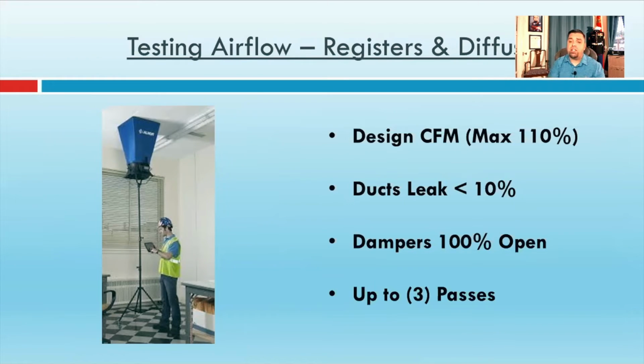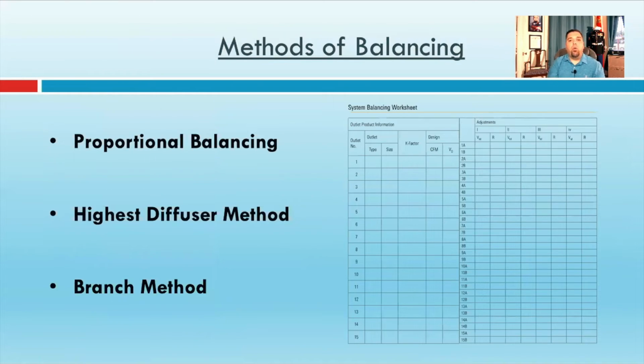Now, when you're doing this testing, it could take you up to 3 passes of testing all of those registers in order to get the balancing correct. So this is time consuming. The more you do it, the faster you'll get, just like any other tool or process. And there are multiple methods of balancing an air duct system. I'm just going to give you a brief overview of some of those. But the key here is no matter which method you use, don't take shortcuts. You've got to balance the entire system. Don't just do the couple largest ones and call it a day. Balance the whole system.